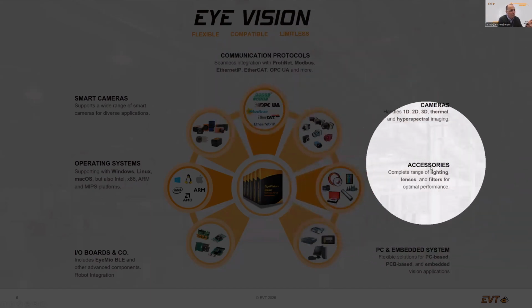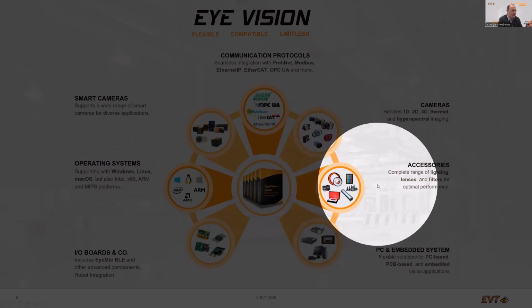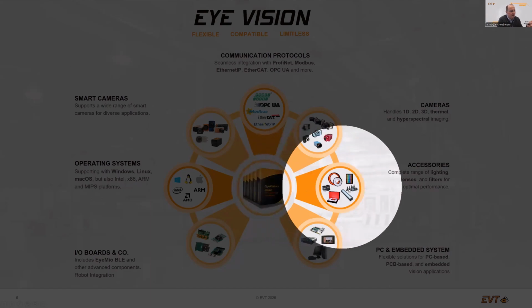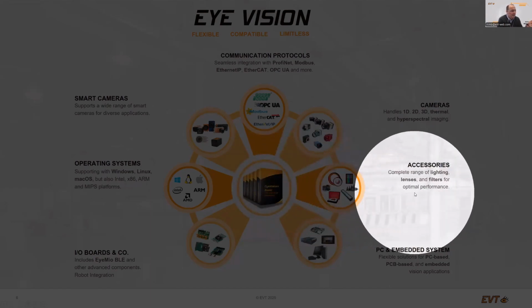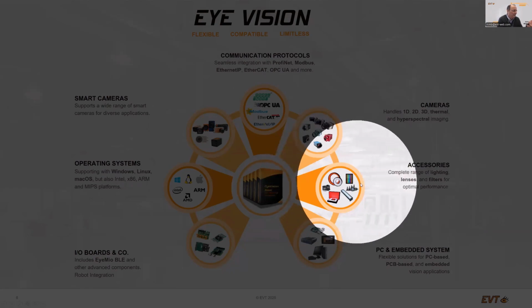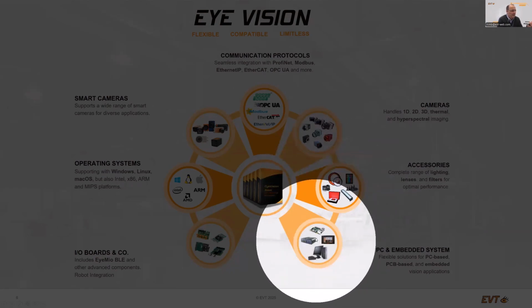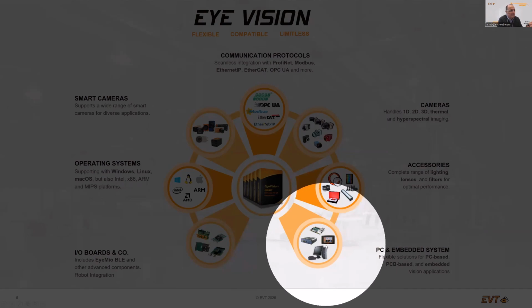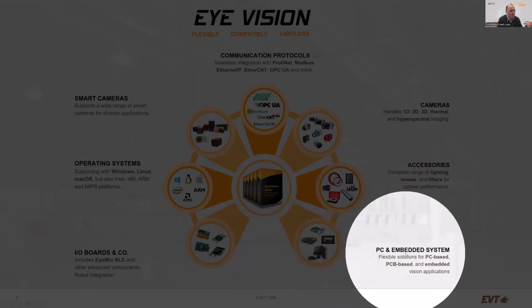What we also support, and where we support our customers, is with accessories like light and lens support. If you don't have the expertise, you can always call us. And also, if you need any embedded or PC system which fits your application, maybe you need a small embedded system like, for example, a Raspberry Pi with an ARM processor or an NVIDIA board, or if you use a standard PC, EyeVision is always working on that.